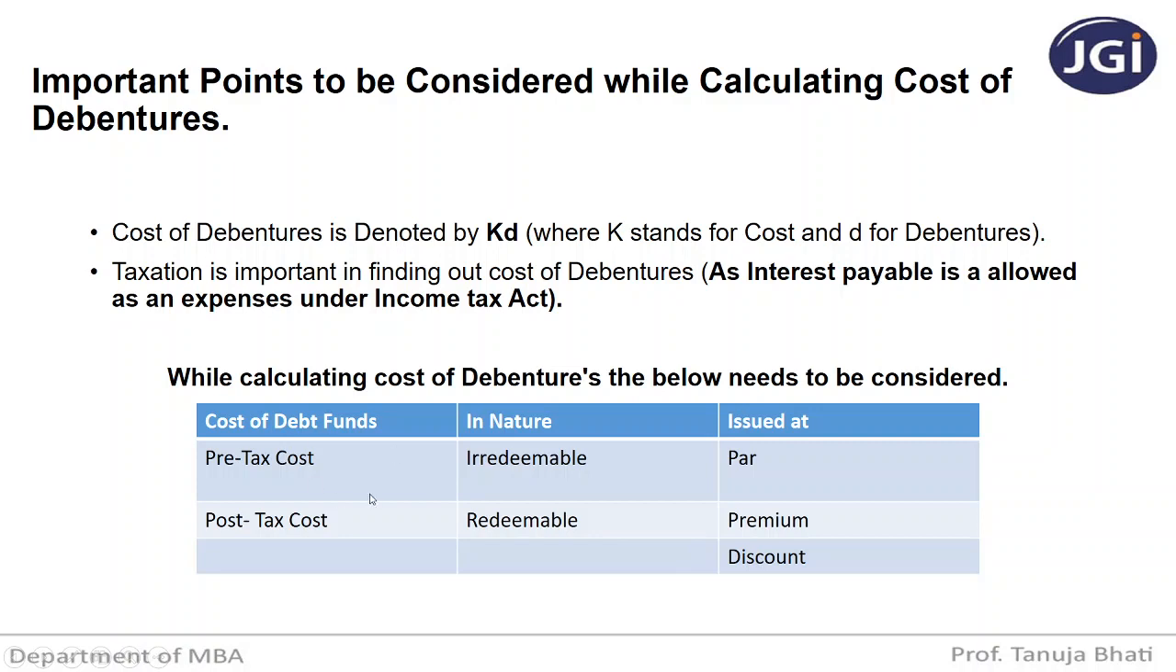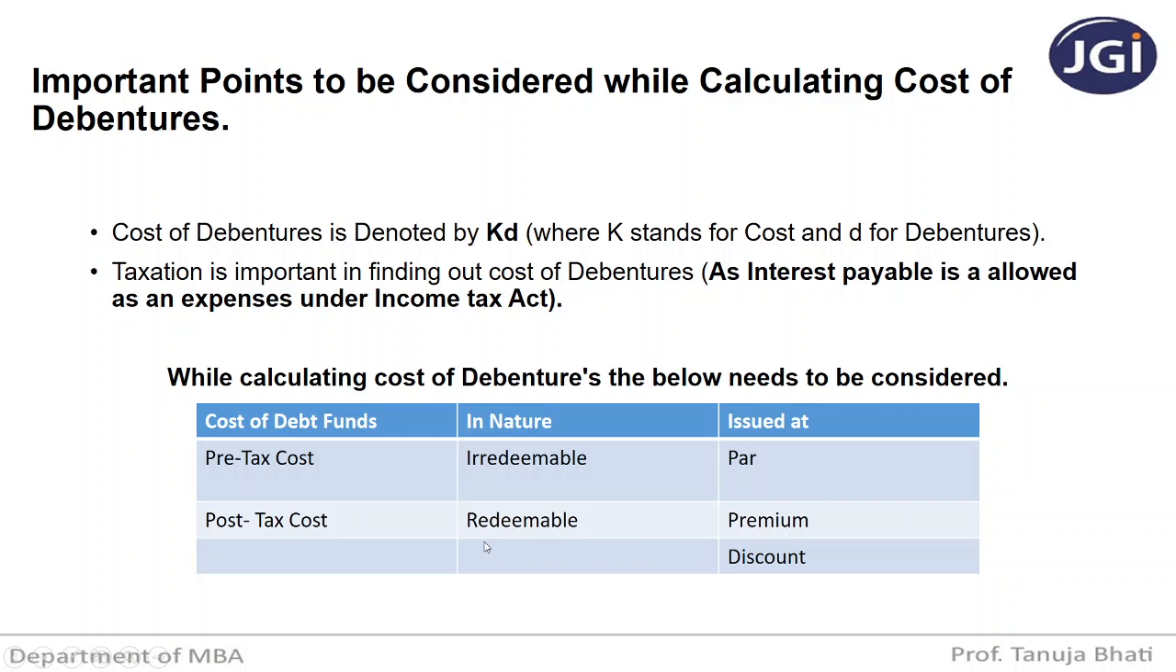So, before you start solving any sum on cost of debentures, what are the important things that you need to check? Whether it is pre-tax cost or post-tax cost. First, you have to check for these two. Next, you have to check the nature, whether they are redeemable debentures or irredeemable debentures. Next, you have to check whether they are issued at par or issued at premium or issued at discount. That is, debentures issued at. What is all this? We will be seeing in the next slides.